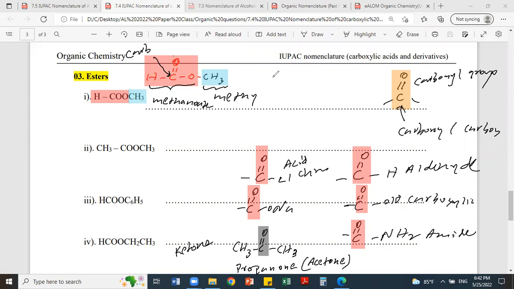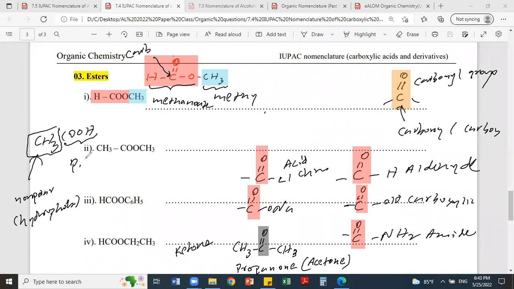Now this carbonyl group is very important because it is a polar group, and the properties of this organic compound depend on this group. CH3 is a non-polar group. If you take CH3COOH, this is the non-polar part, this is the polar part. So this CH3 group is hydrophobic. Non-polar means hydrophobic, and the COOH is a polar group, that is a hydrophilic group. It can form hydrogen bonds with water.